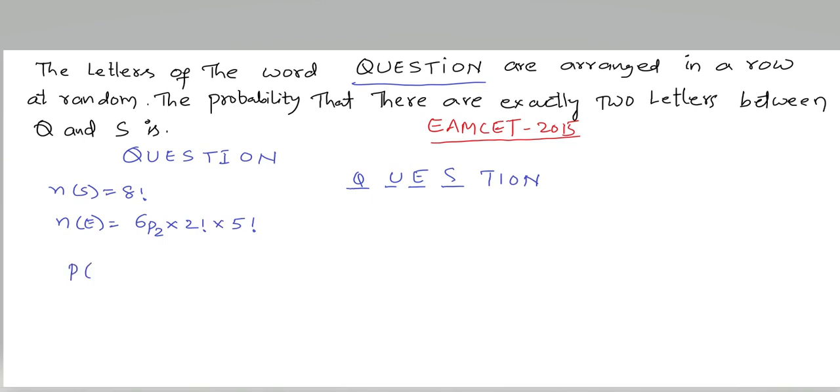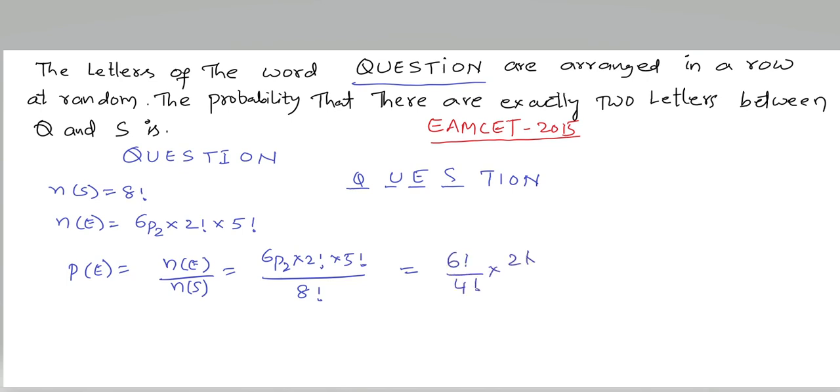Therefore, probability of E is equal to n of E by n of S. So n of E, that is 6P2 into 2 factorial into 5 factorial by 8 factorial. So 6P2 is 6 factorial by 4 factorial, into 2 factorial into 5 into 4 factorial by 8 factorial. 4 factorial cancel. This 6 factorial and 8 factorial, 7 into 8, 2 factorial, 4 times cancel, is equal to 5 by 28.